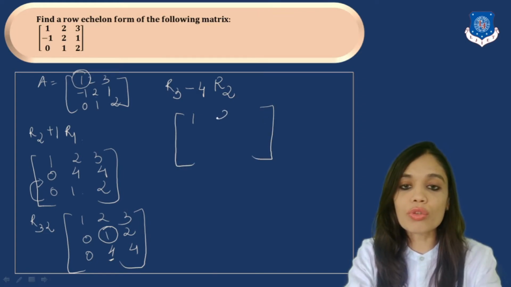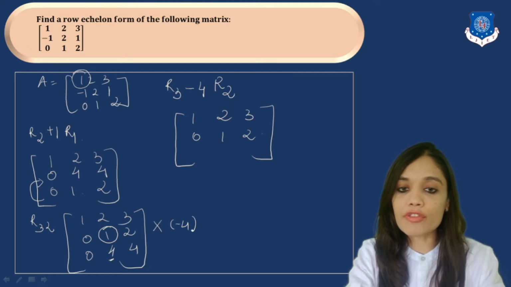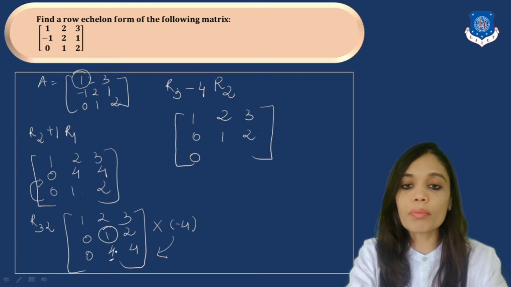Okay? And now do this row operation. That is, first 2 rows will remain as it is. And here now we have to multiply this row by -4 and add in R3. So first element will remain as it is. Now -4 plus 4, so here it will become 0. Next, here it will come -8 plus 4. So what will remain? -4.